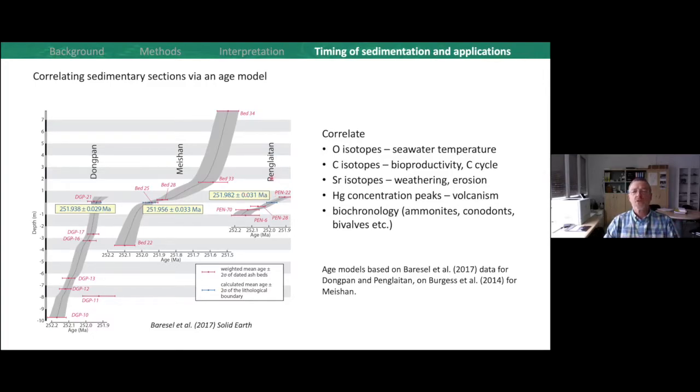We can now start to correlate from these different sections. So we may have oxygen isotope curves, we may have carbon isotopes, strontium isotope curves, a lot of interest recently in mercury concentration curves, correlated to biochronology, or also correlated to astronomical solutions. So this is one way how we can correlate sedimentary sections via an age model.